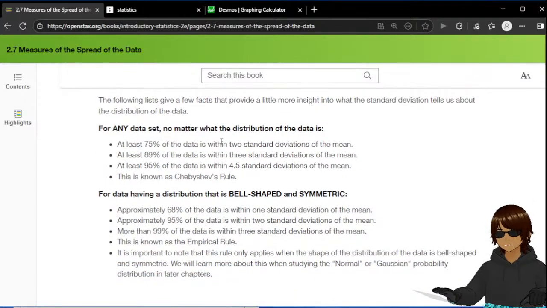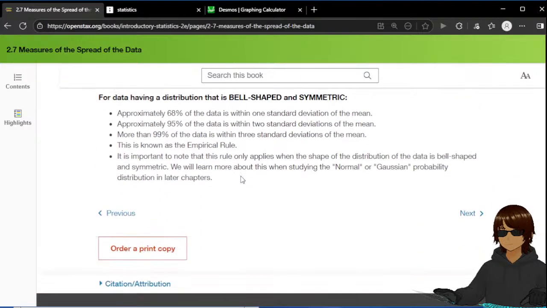For any data set, no matter what the distribution of the data is, at least 75% of the data is within two standard deviations of the mean. At least 89% of the data is within 3 standard deviations. At least 95% is within 4.5 standard deviations. This is known as Chebyshev's rule.